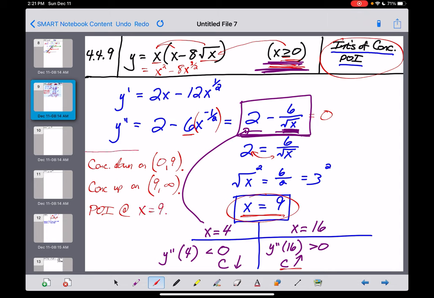So those look like the answers to the 3 questions they asked us for. Intervals of concavity, meaning where is it concave up, where is it concave down, and then do we have any points of inflection? So that's number 9.